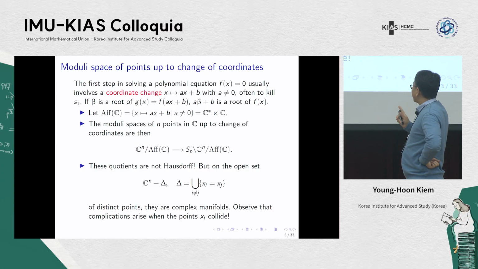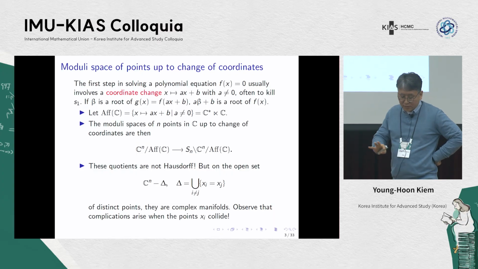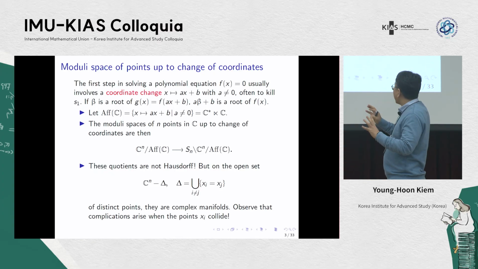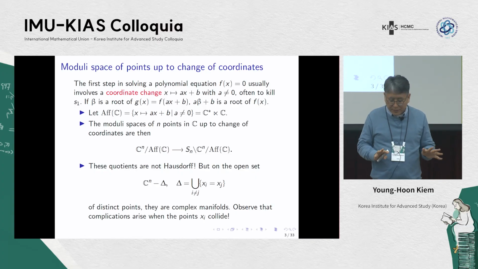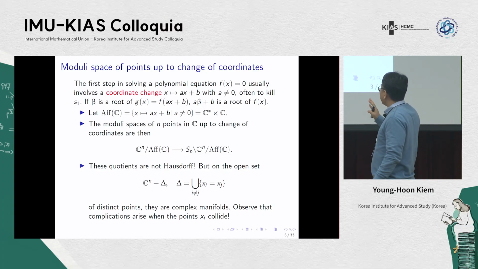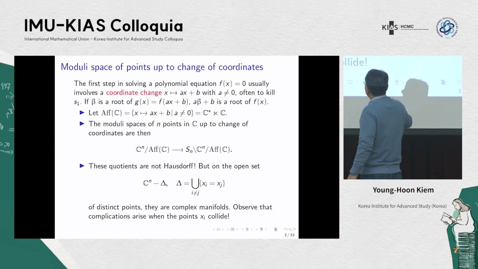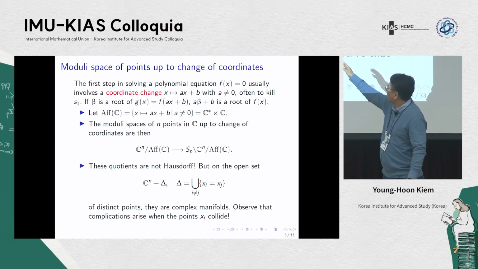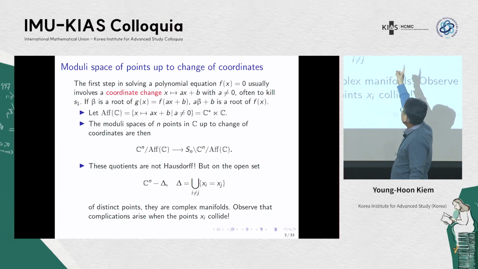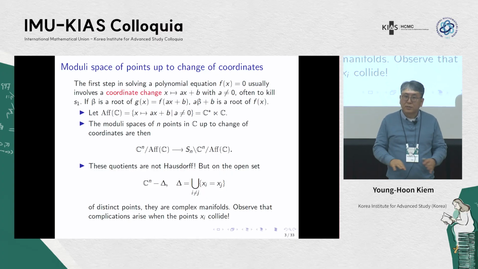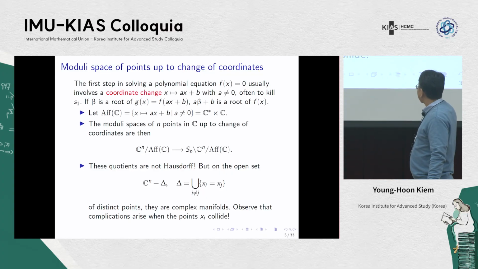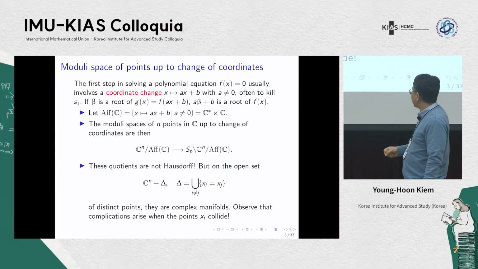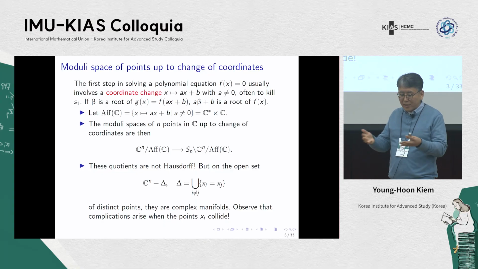But one important observation is that on the open subset of distinct points, if you do not allow your points to collide, then all the problems disappear. So if you delete the big diagonal, where two coordinates are allowed to coincide, then the quotients, the affine quotient or the affine quotient and S_n quotient, are all nice complex manifolds, and that's very good. So the observation is that difficulties arise when the coordinates are allowed to coincide.